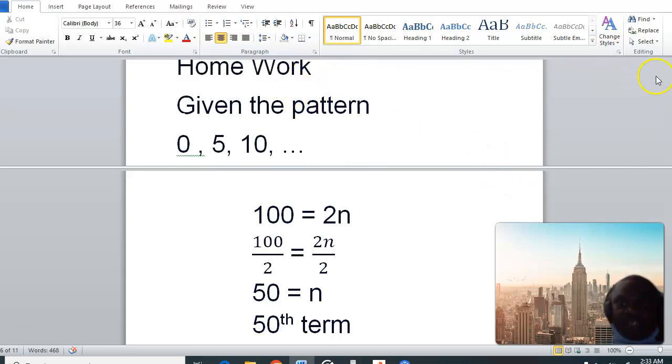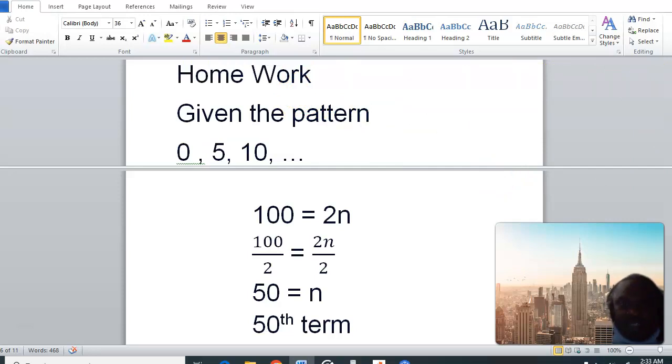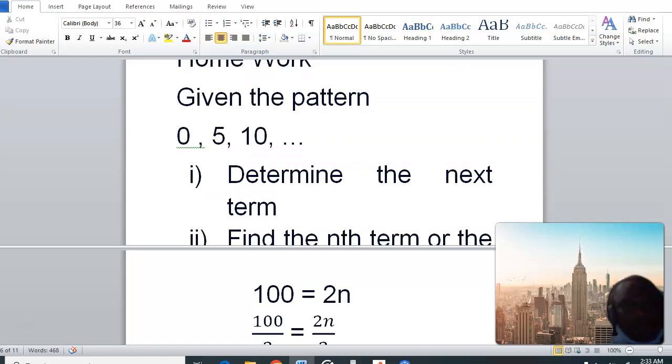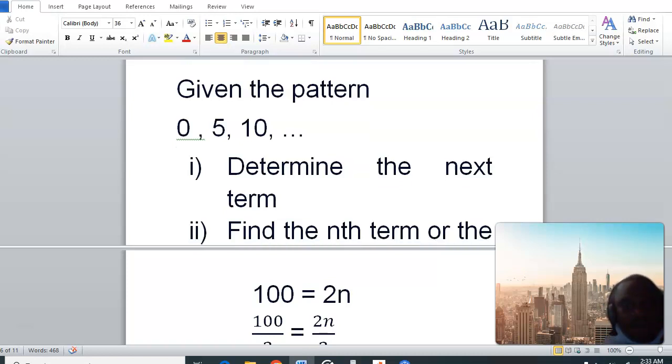The next question is homework for you. Try it at home. Let me bring it down here. So you pause the video and write this one. Given the pattern 0, 5, 10, determine the next term.